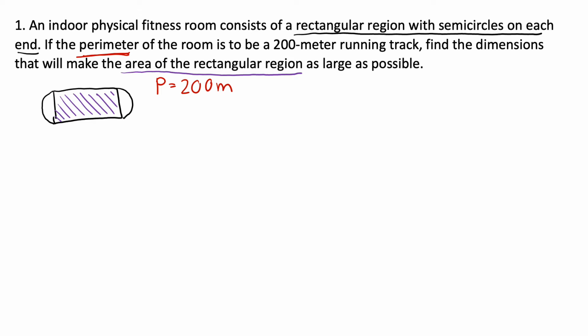So I'm going to label my rectangle as X and Y. So to talk about the perimeter, I want to talk about the outside. So I definitely need those two X's, but I also need a way to account for these two semicircles. So let's think about the circumference of a circle. The circumference of a circle would be 2 pi r. We have two semicircles, which is the same as one whole circle.